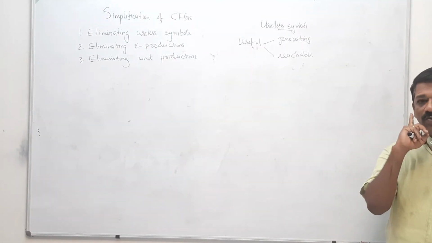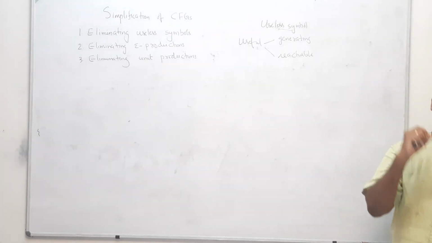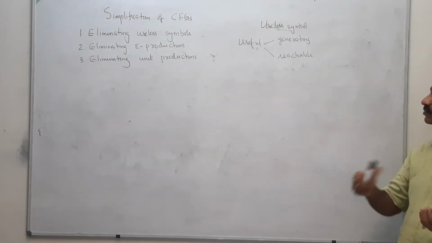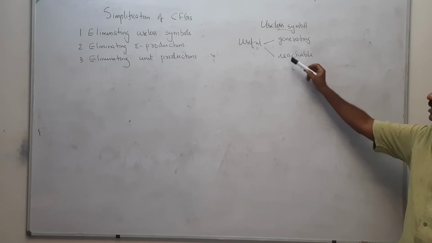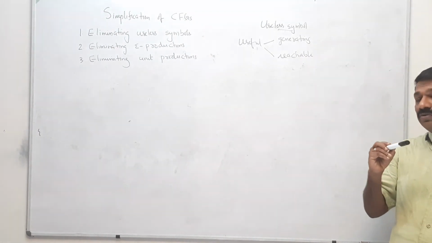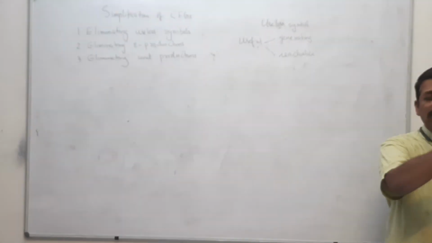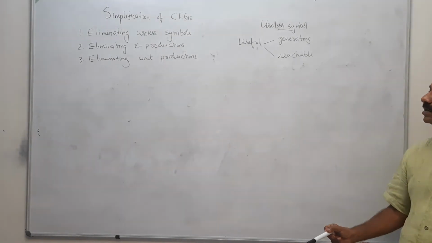So if you want to eliminate useless symbols, you should know what are useful symbols. A symbol is useful if it is both generating and reachable. Generating in the sense, from that symbol you should be able to derive a terminal string, and reachable in the sense, from the start symbol you should be able to reach that symbol.